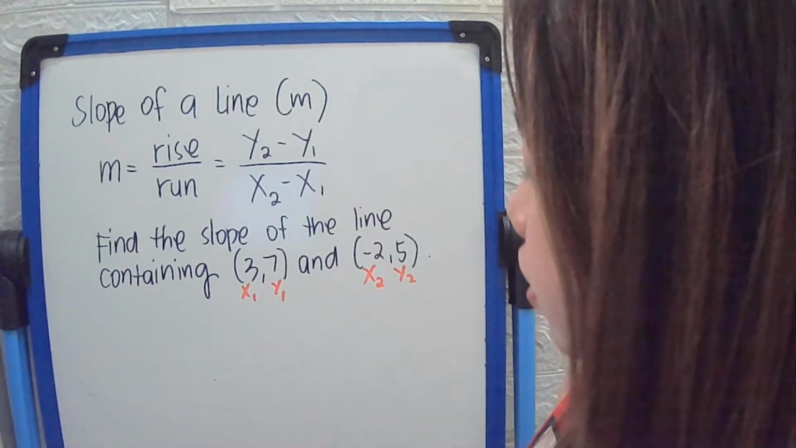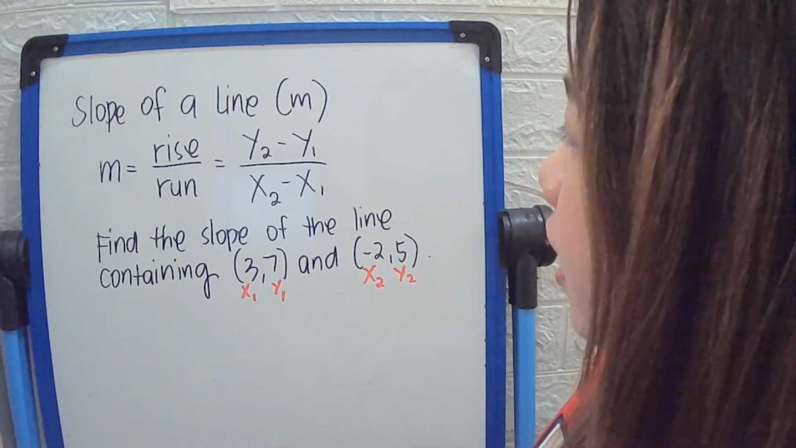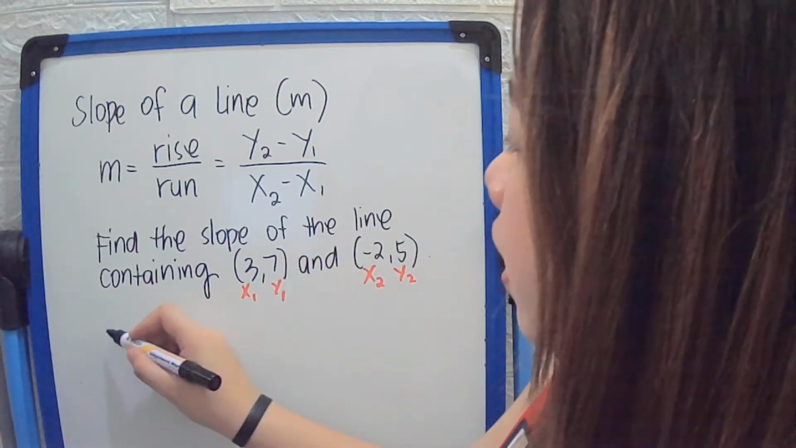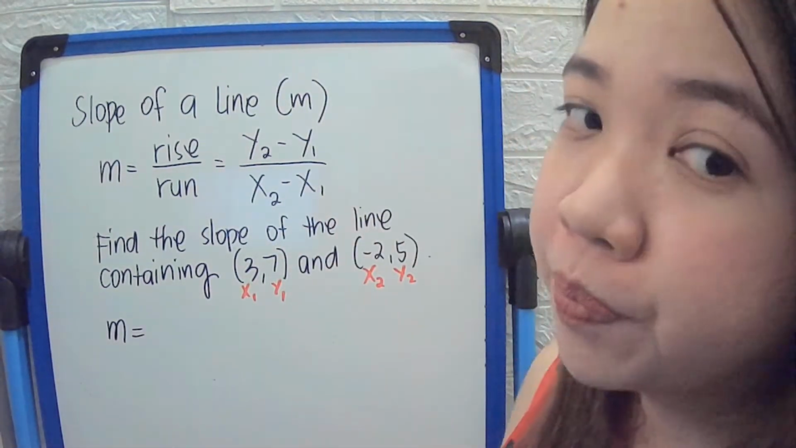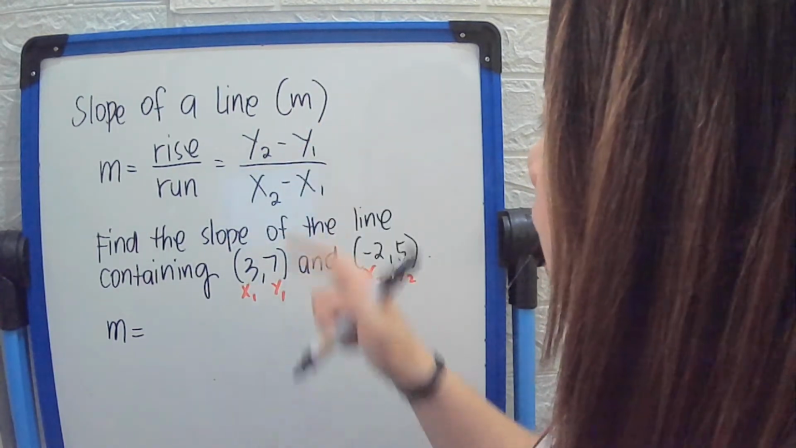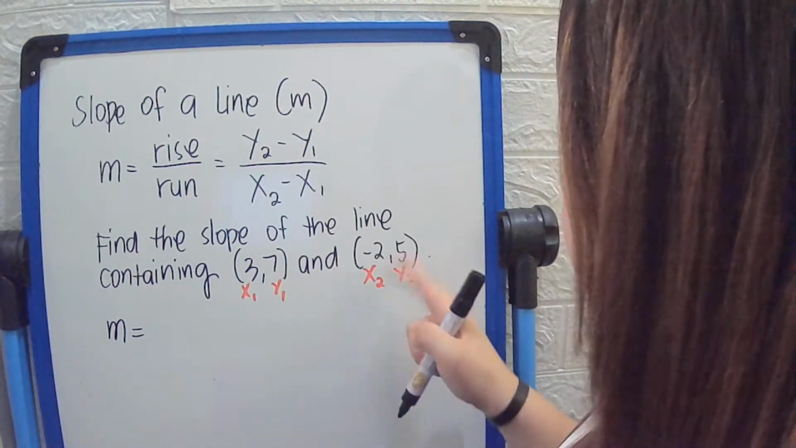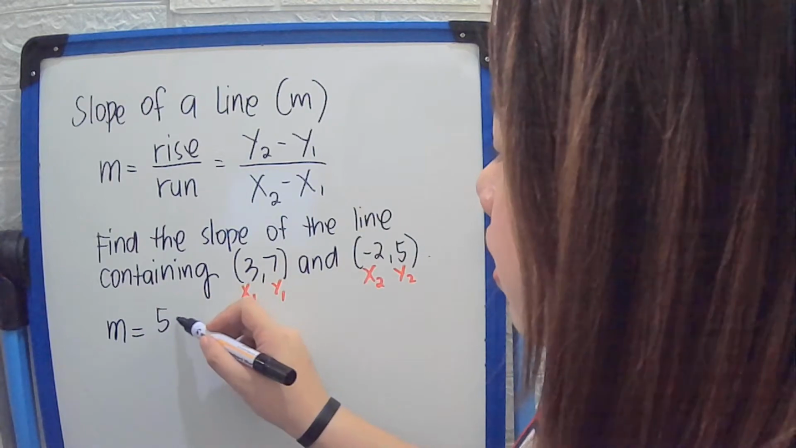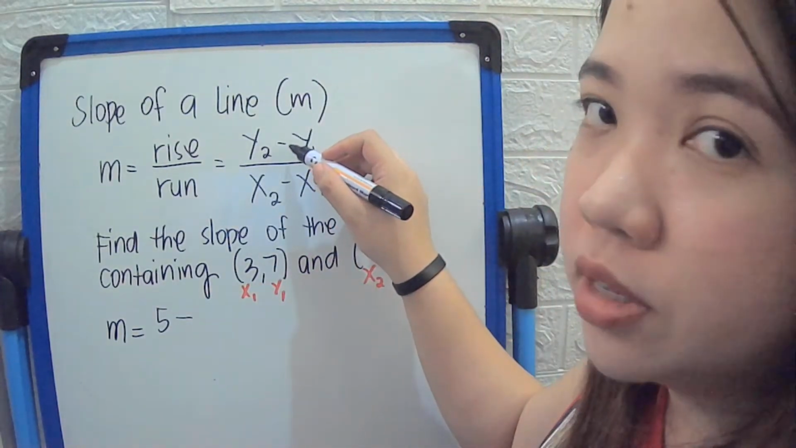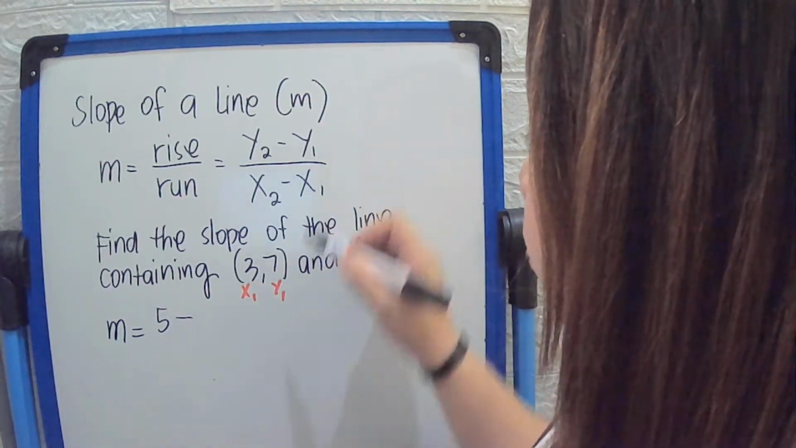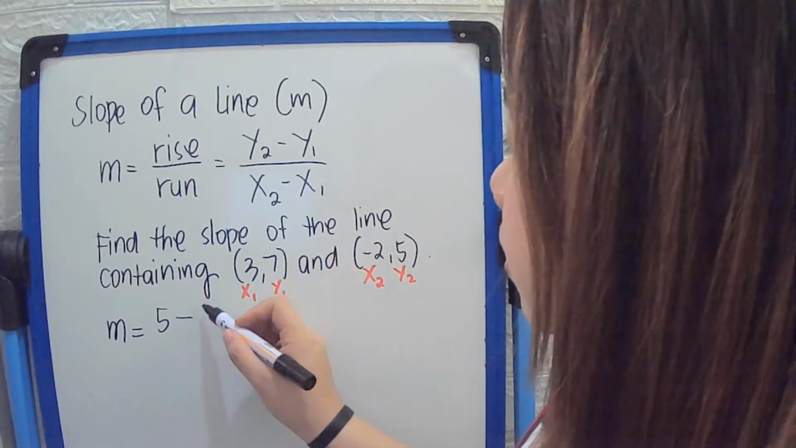Now, let us use the formula. Okay? So, in our formula, we have here the slope, or m. Y sub 2. Our y sub 2 here is 5. So, you put 5 here. Then, minus. Don't forget the minus sign. Our y sub 1 is 7. So, you put 7 here.